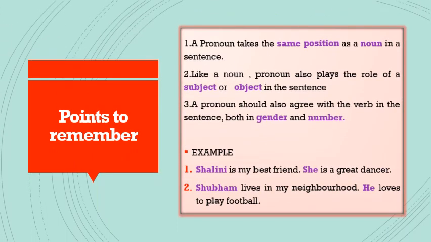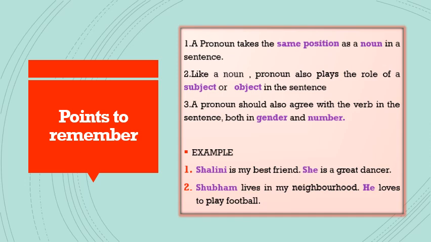So, students, while learning about pronouns, we need to keep certain points in our mind. For example, let's take a look at these three main points. A pronoun takes the same position as a noun in a sentence. Like in our previous example, in place of Hari, we used he. So, he being a pronoun took the same position as a noun in a sentence. Then, like a noun, a pronoun also plays the role of a subject or object in the sentence.